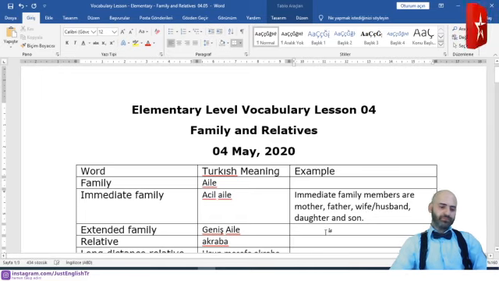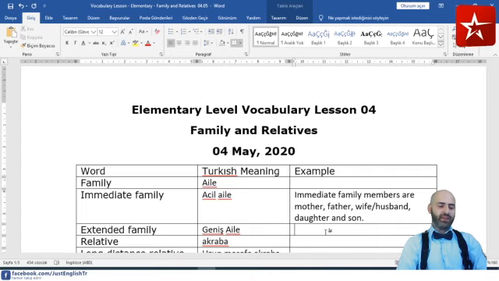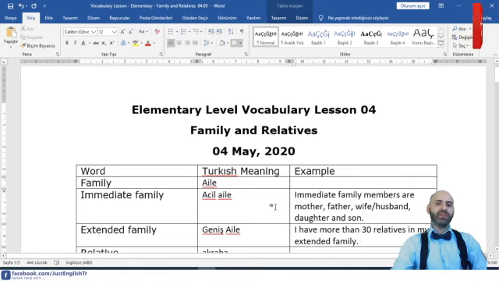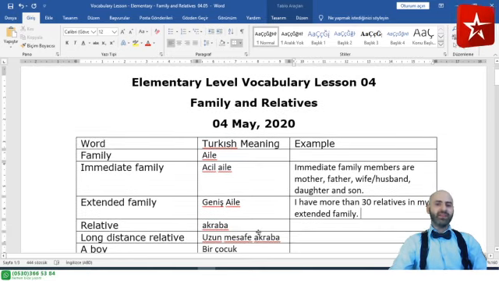Extended family. For example, I can say that I have more than 30 relatives in my extended family. I know that Turkish people have a lot of relatives and you are very close to your family members and your relatives, so maybe you have more than 30 relatives in your extended family.